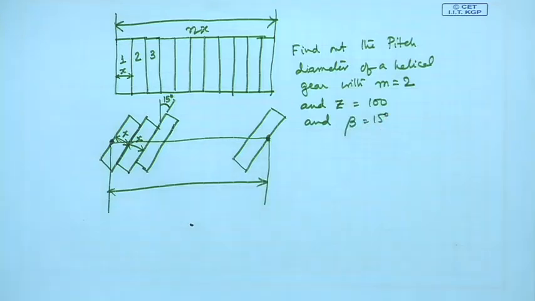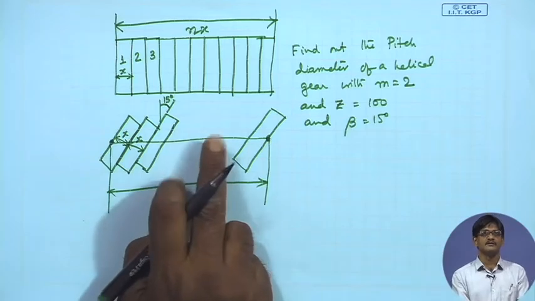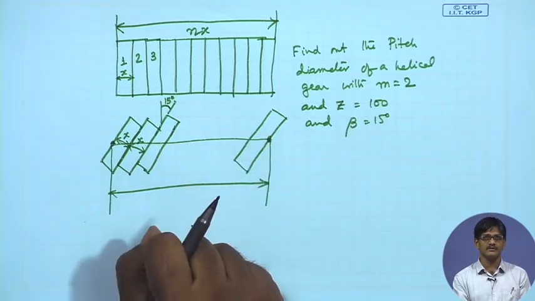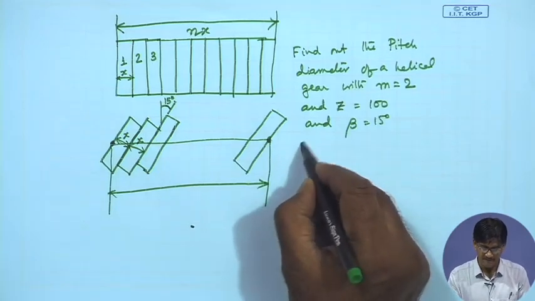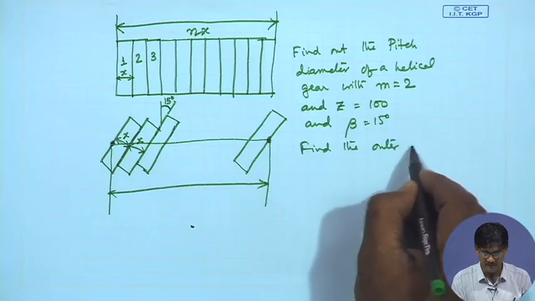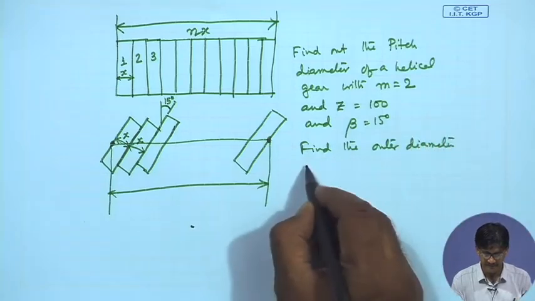Now comes the interesting part. So, this is the problem that you are going to solve, and the idea that you are going to get is embedded here. I am sure you can do it. Next one is that, find the outer diameter as well.